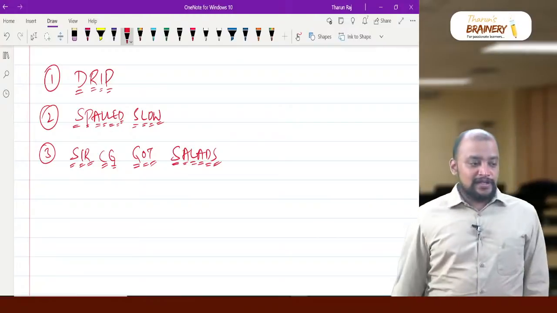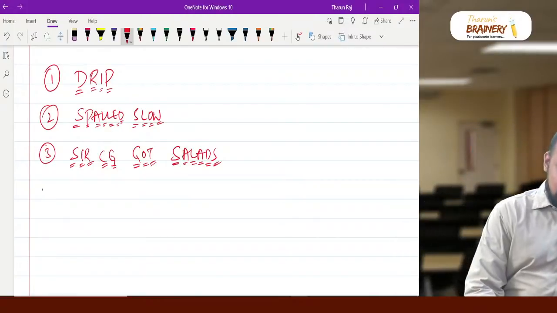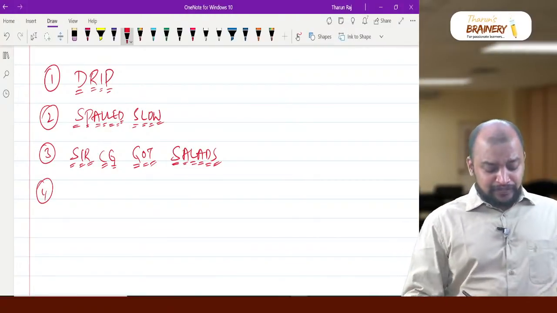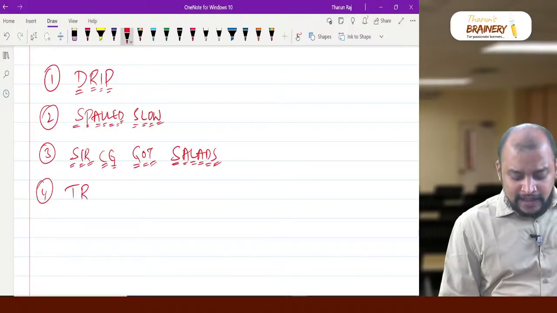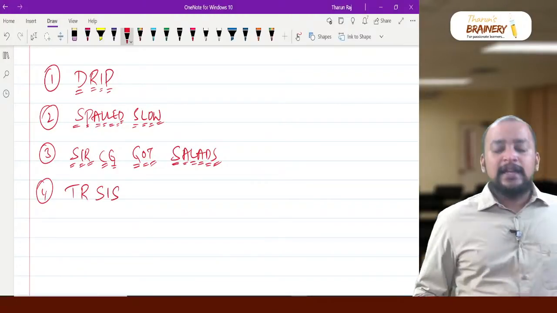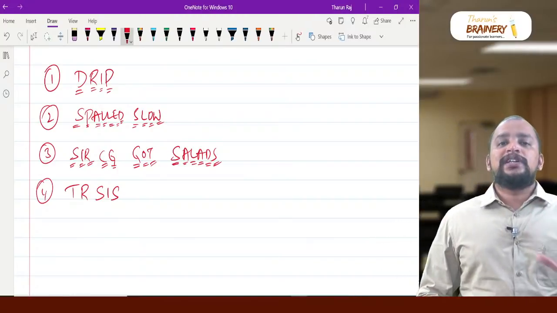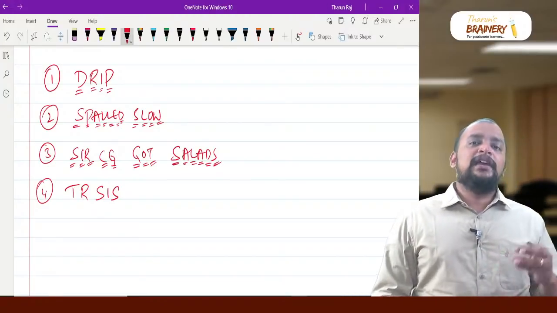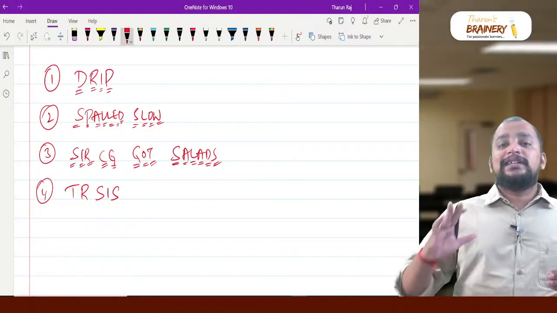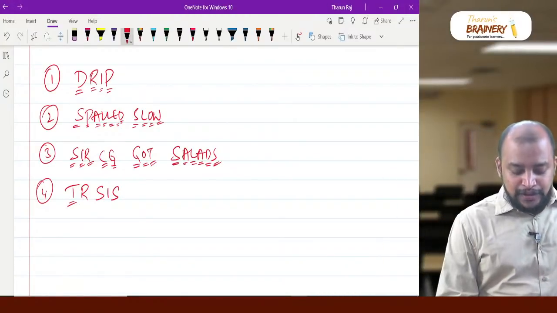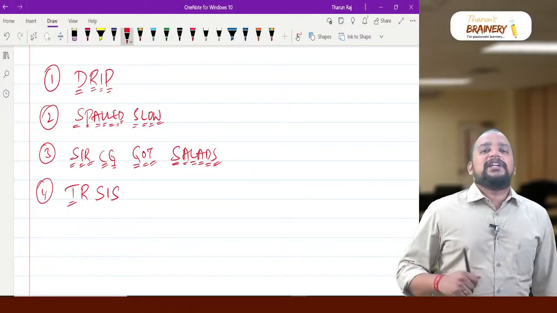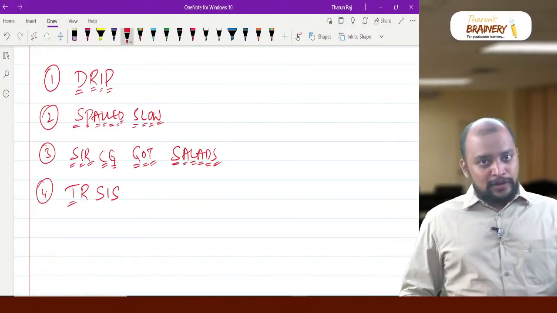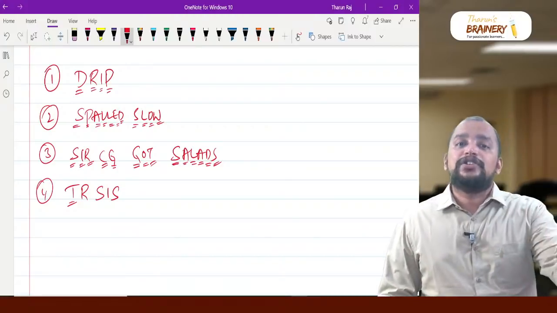So this is about the list of notified services. And then next, number 4, remember TRSIS. So this refers to 5 inclusions in the value of supply. So what are the 5 inclusions in the value of supply? We are trying to understand. Remember TRSIS. So T refers to taxes, duties and cess by whatever name called other than GST should be included in the value only when it is charged to the recipient.